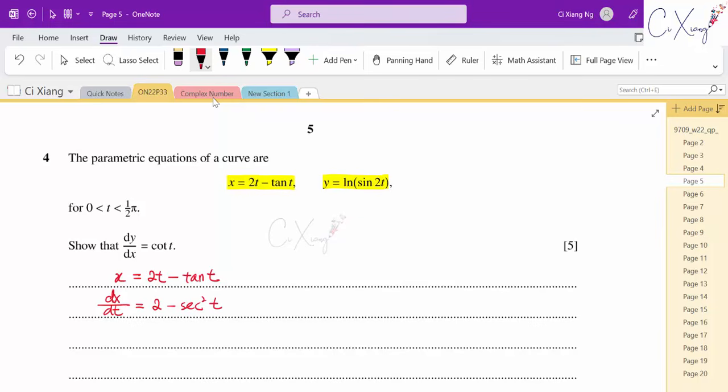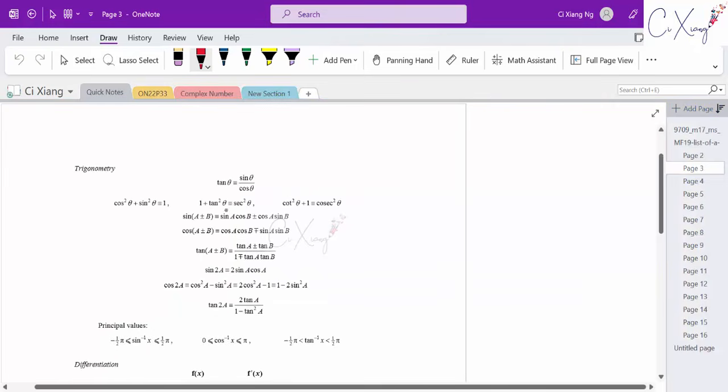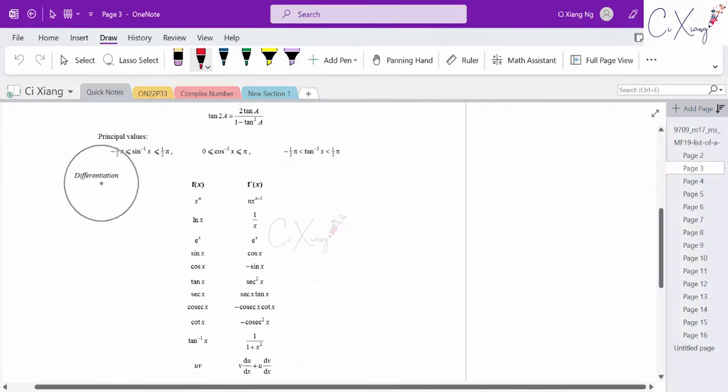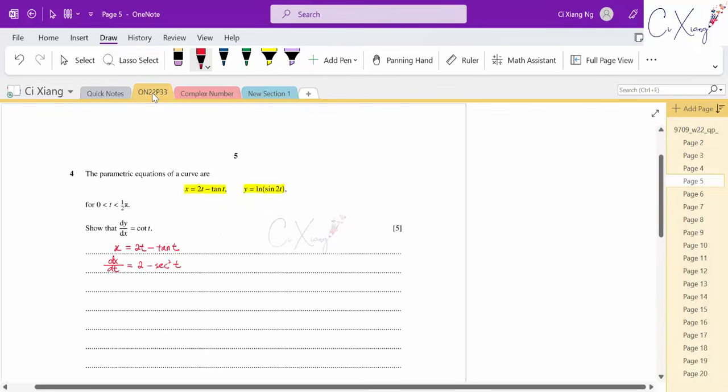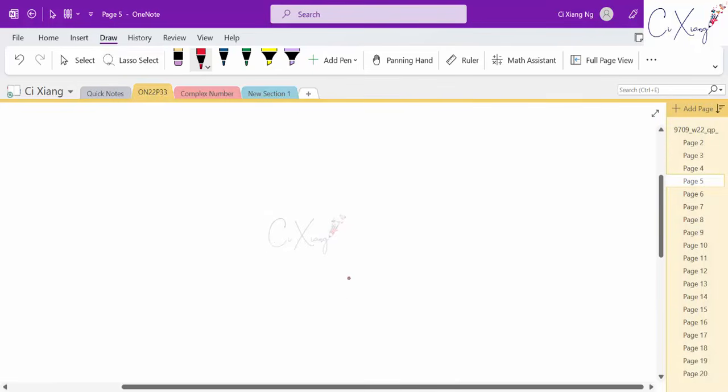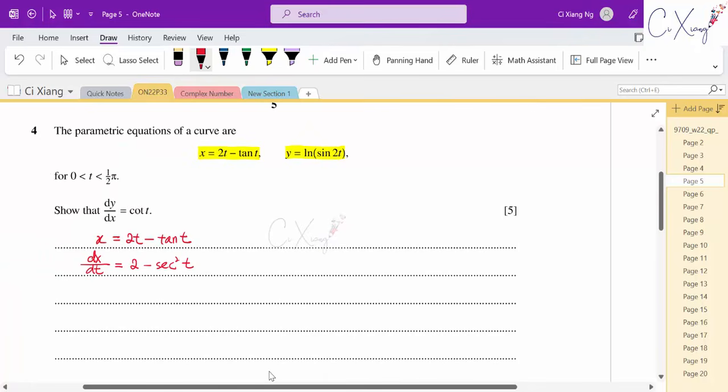Alright, so let's say you already forgot how to differentiate tangent, you can get it from the formula booklet. Under the differentiation part, you can see that differentiating tangent gives you secant square. And for the equation of y, it is also the same. I try to differentiate it.